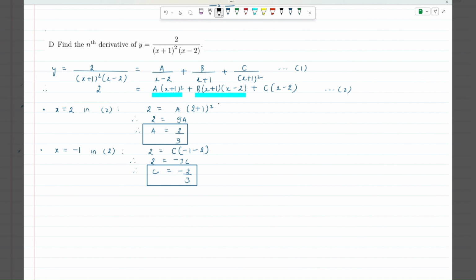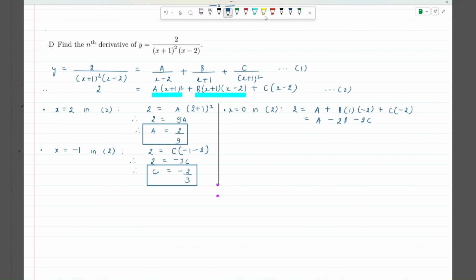So we have got the value of a and c, and we still need the value of b. So for that we are going to take any random value of x, a simpler one. So let us say x is equal to 0. So we will be putting x equal to 0 in again equation number 2. The left side remains 2. Now on the right nothing will vanish, so we will have an entire expression involving a, b and c. So the first term is going to be a, the second term is going to be b into 1 into negative 2, and the third term is going to be c into negative 2. So this simplifies to a minus 2b minus 2c.